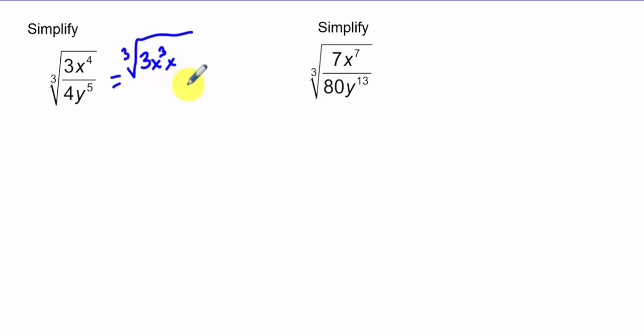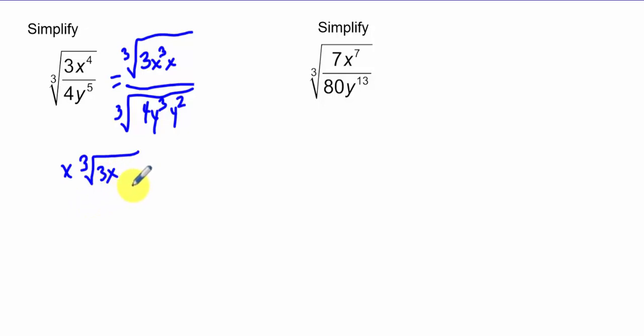Again, we're cube rooted. And in the denominator, that's 4 y cubed and y squared. And that's in the denominator. So I'll clean that up a little bit. We'll pull out an x here, get a cube root of 3x. And again, I have a y here, a cube root. The 4 is going to stay, and the y squared stays.